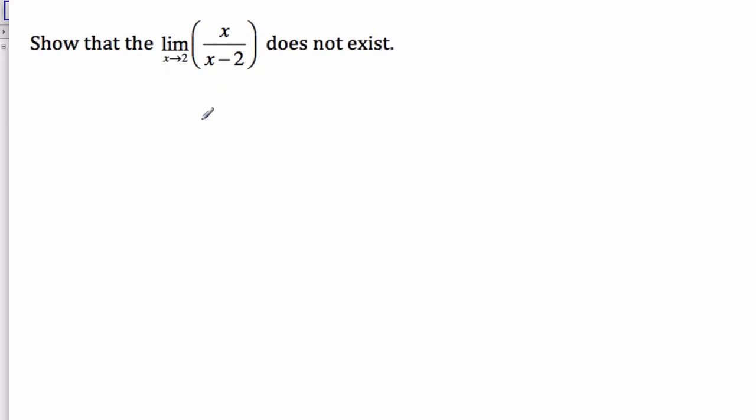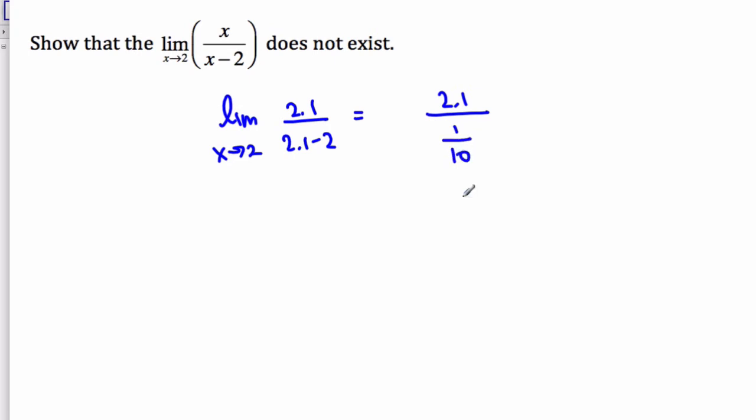But mathematically speaking, if we just type in, let's say 2.1, so the limit of x approaches 2 of 2.1 over 2.1 minus 2, well, that's going to be 2.1 over 0.1, which is the same thing as 1/10. Okay, and then we can do this little reciprocal, 10 over 1. Those will cancel, and I'll be left with 2.1 times 10 over 1, which I don't need to write.